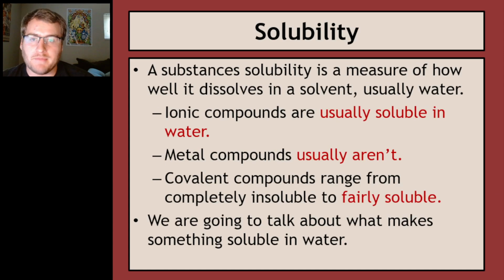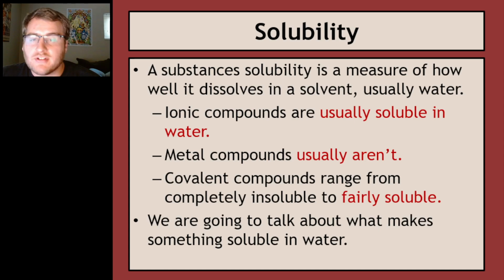All right. Next thing we're going to talk about is a little bit more new stuff, solubility. Now, solubility is a really important topic. It's talking about which things dissolve inside which things. A substance's solubility is a measure of how well it dissolves in a solvent, which is usually water, is what we're talking about. Ionic compounds, things like salts, are usually soluble in water.